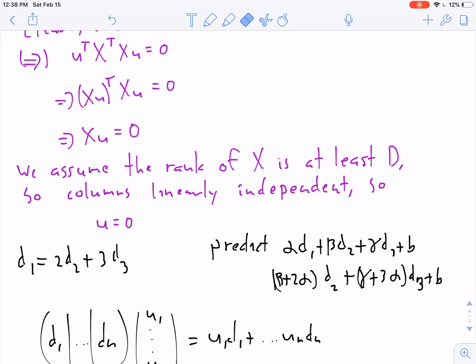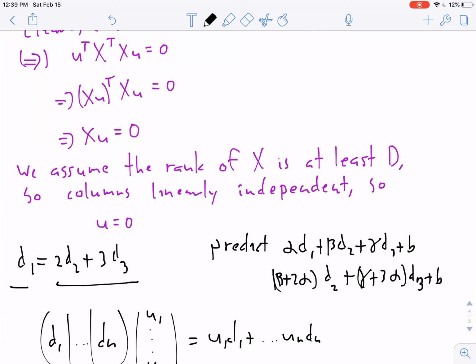We assume that the rank of X is at least d in order to do this. So in other words, the columns are linearly independent. And anytime you make an assumption like this, first you should verify that that modeling assumption makes sense. So why does this make sense? Well, suppose that we have some linear dependence in our dimensions. So d1 equals 2 d2 plus 3 d3. So in other words, maybe the parts per million of one contaminant is 2 times the parts per million of the second contaminant plus 3 times the parts per million of the third contaminant. And at least empirically in our data that holds. So the dimensions are not linearly independent.